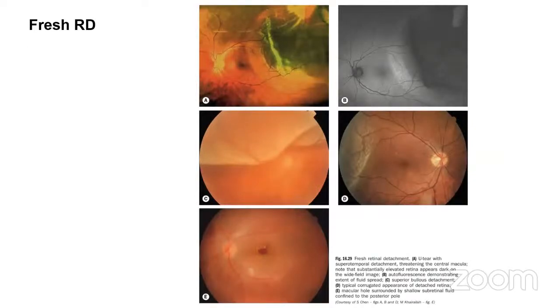Then these are the images of fresh retinal detachment, and the inferior one is a macular hole with surrounding subretinal fluid. Others are peripheral retinal detachment.